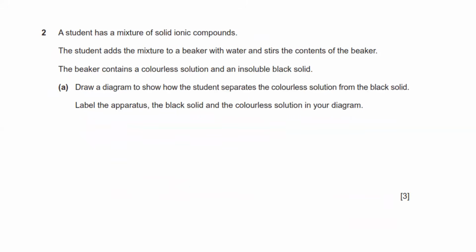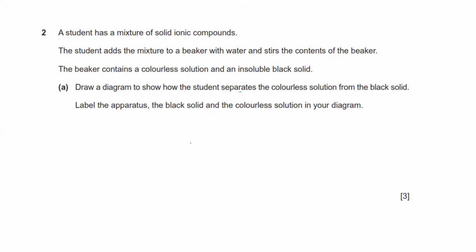So moving ahead, it says a student has a mixture of solid ionic compounds. The student adds the mixture to a beaker with water and stirs the content of the beaker. The beaker contains a colorless solution and an insoluble black solid. Draw a diagram to show how the student separates the colorless solution from the black solid. Label the black solid and the colorless solution in your diagram. Okay, so we have to basically separate a solution.